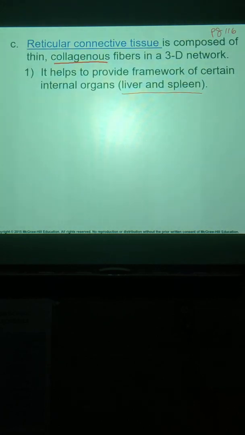The reticular connective tissue is composed of thin collagenous fibers in a 3D network. It helps to provide framework for certain internal organs such as the liver and spleen. It actually covers both of those and acts as another layer of protection, aiding and holding all that tissue together nice and snug.